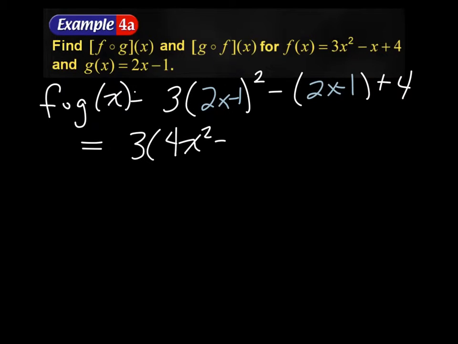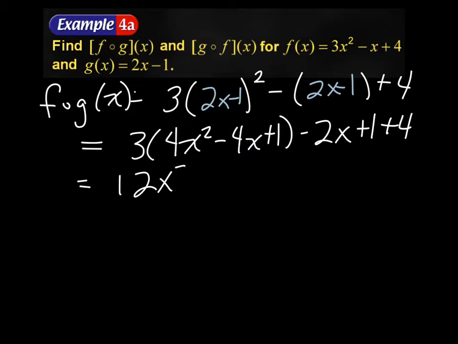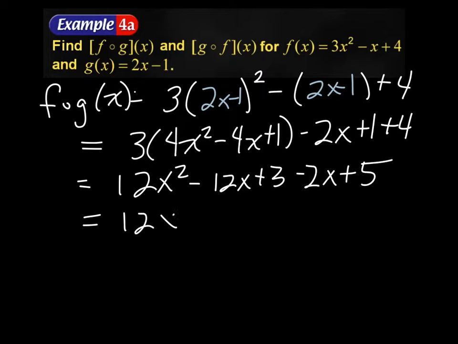So all that's left to do is simplify it. We square a binomial. We have 4x squared minus 4x plus 1 minus 2x, distribute the negative, plus 1 plus 4. So we get 12x squared minus 12x plus 3 minus 2x plus 5. So we have 12x squared minus 14x plus 8.